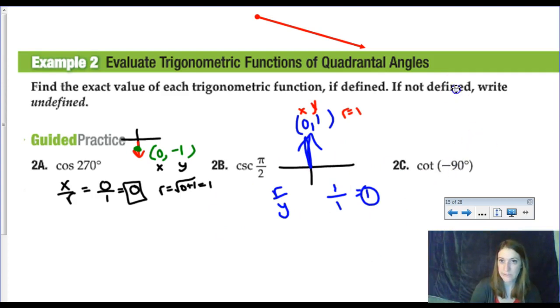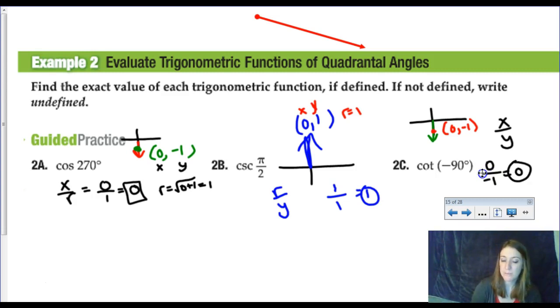And then cotangent of negative 90, that's a good one. Negative 90 would be going negative in this direction, so right here. So something down here on this ray, let's call this ordered pair 0, negative 1. I don't have to find r because cotangent's formula is x over y. So x over y is 0.